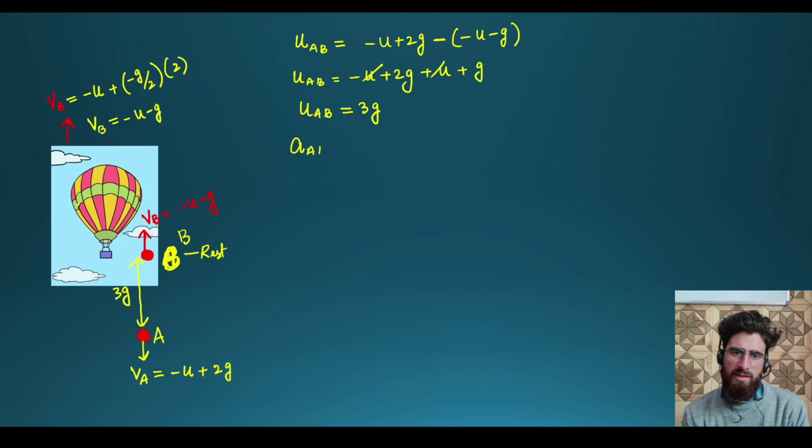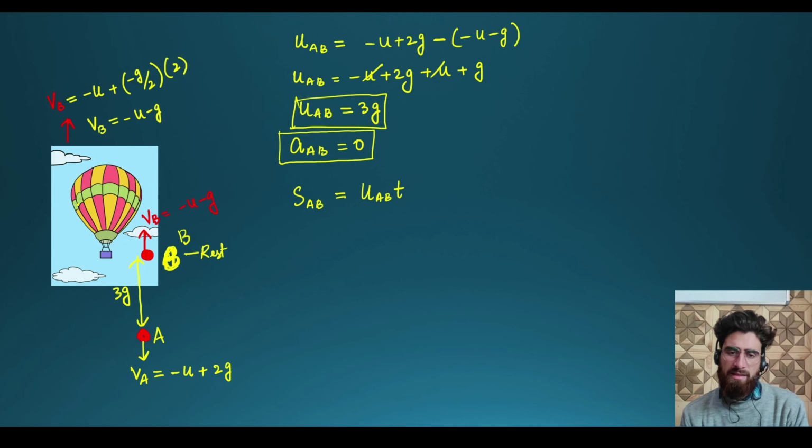And what's the relative acceleration? The relative acceleration of particle A with respect to particle B comes out to be 0: g in the upward direction and g in the downward direction, so the total gets cancelled out. Now we will use the formula. The separation of particle A with respect to particle B in those 6 seconds is UAB multiplied by t, and the second part of the equation is going to be 0 because the acceleration is 0. UAB is 3g, and we are tracing the separation over 6 seconds. So the separation of A with respect to B comes out to be 18g.